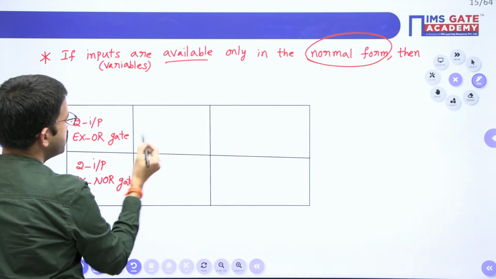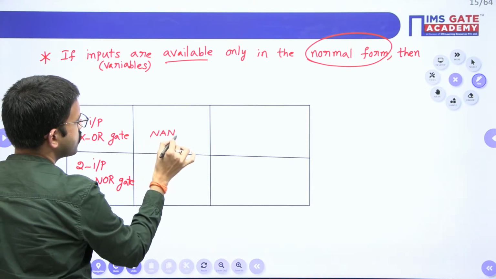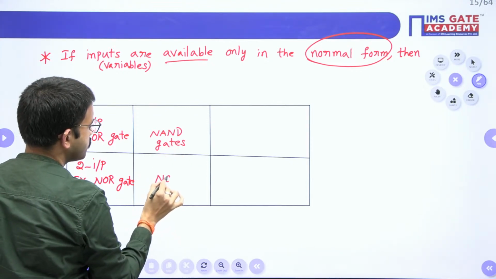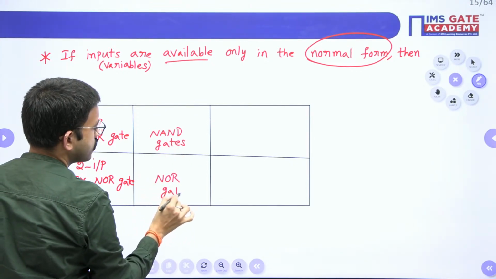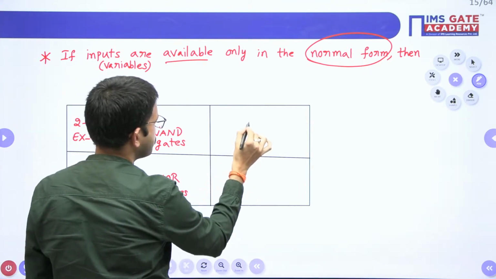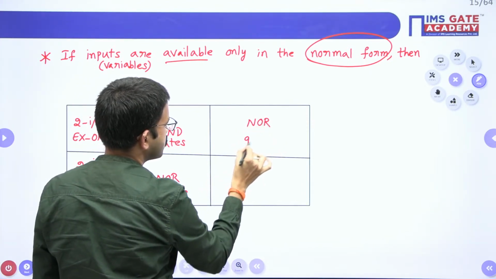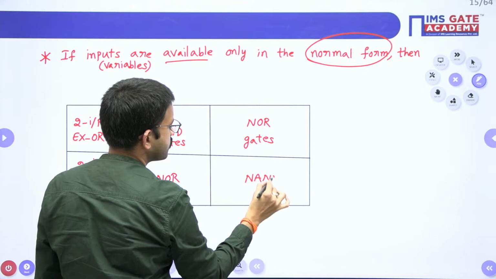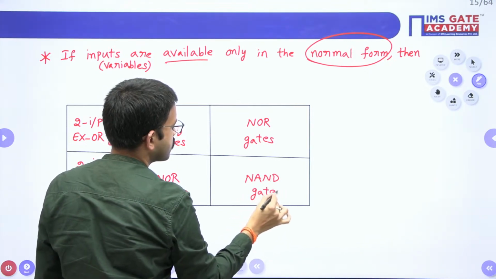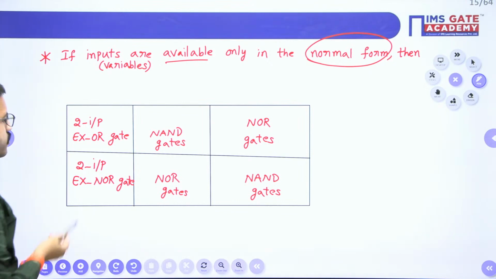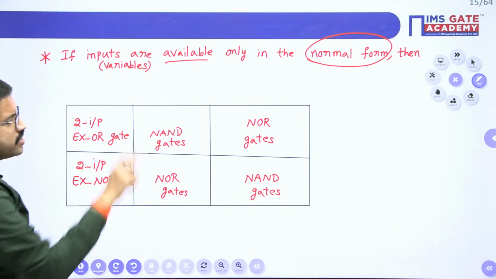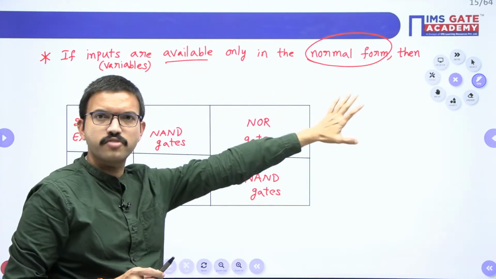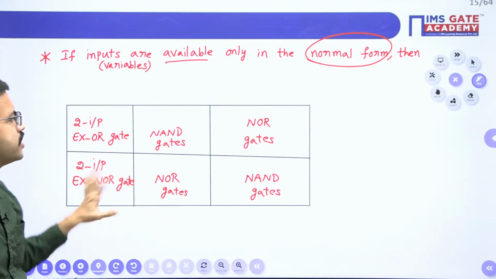Here regarding the 2-input XOR gate, all the gates are 2-input only. I have not given any derivation here for when the inputs are available only in normal form, but I am giving one tabular form. Just remember this one logic.